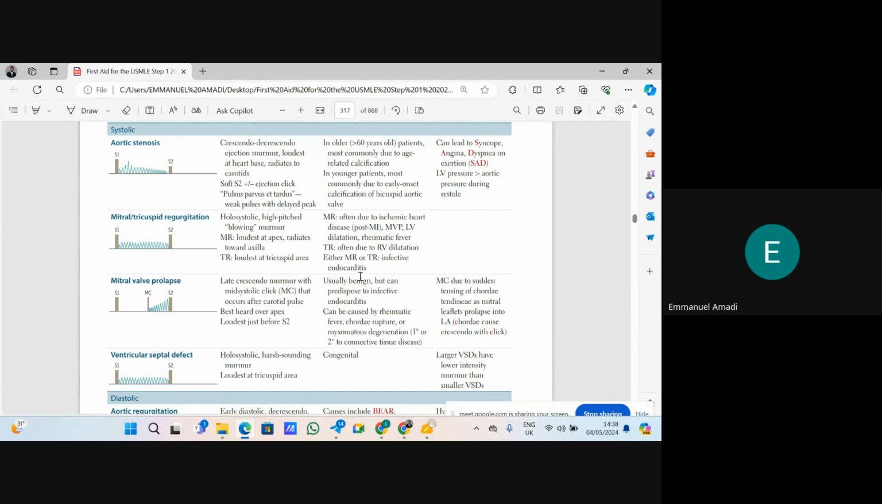Now, ventricular septal defect, where do you hear this murmur? You hear this murmur at the tricuspid area, which is the left lower sternal border, which is at the fourth intercostal space to the left of the sternum.